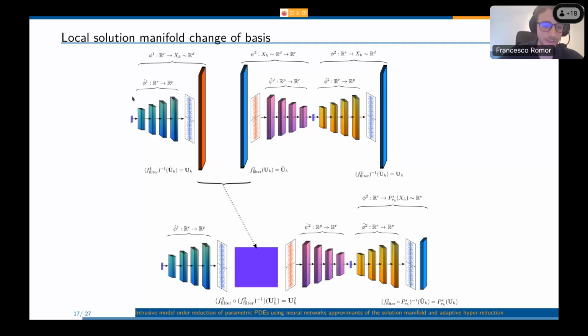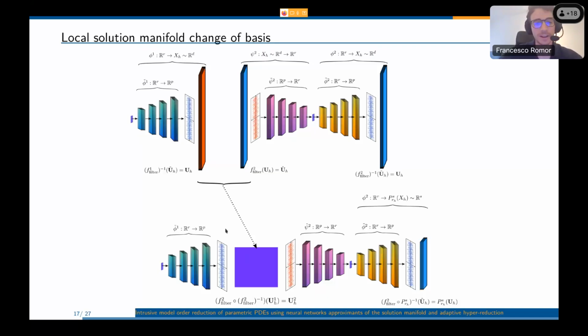Why is this procedure still efficient? Because offline you would have two autoencoders, one for each sub time interval, and then online you can just multiply the linear basis and perform this cheap change of basis between P1 and P2, let's say, the dimensionality of your frequency space.